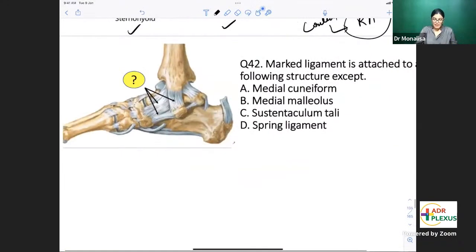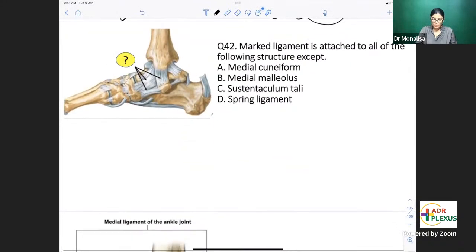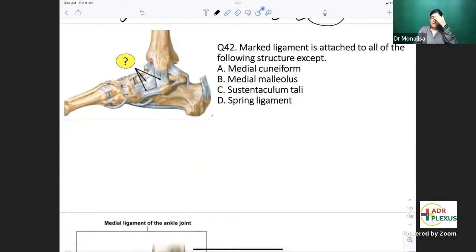Now let's move on to the next, question number 42. Marked ligament is attached to all of the following structures except. So I'm getting answers and many of the students are telling the answer A, and A is definitely the right answer. Medial cuneiform. Yes, dear, medial cuneiform is the right answer.